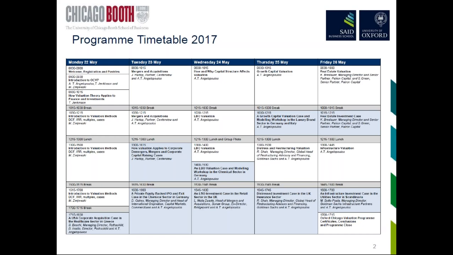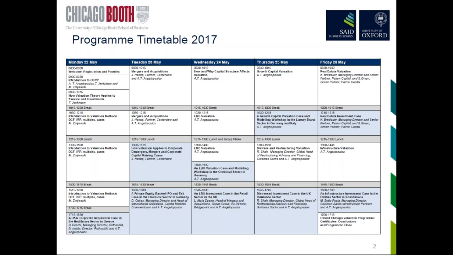The first day we have a case with Rothschild in the area of healthcare about cross-border corporate M&A. We touch the issues of R&D, working capital, CapEx, how they affect valuation, how you can value an asset in emerging markets, if the asset has its sales in Western Europe, how you can value the asset based on its sales in Western Europe, based on the risk of the country.